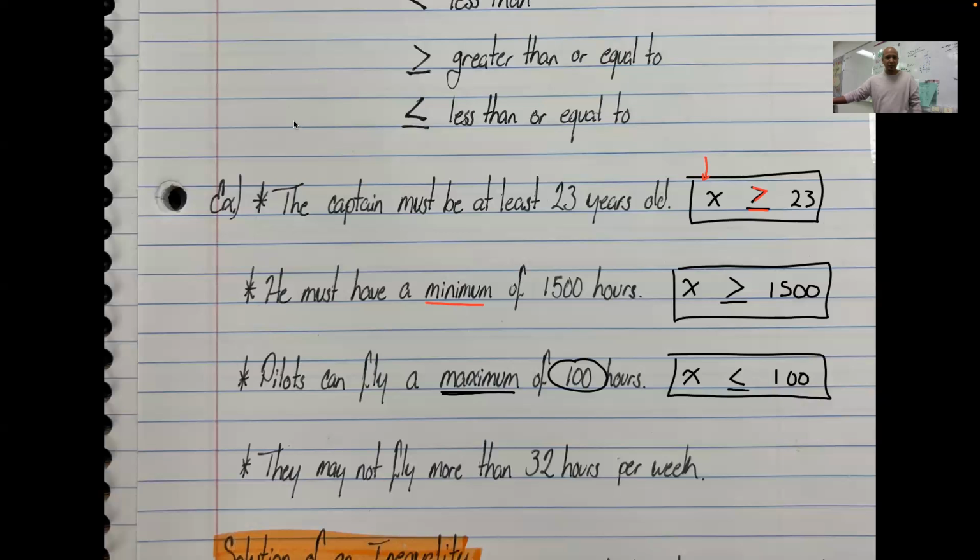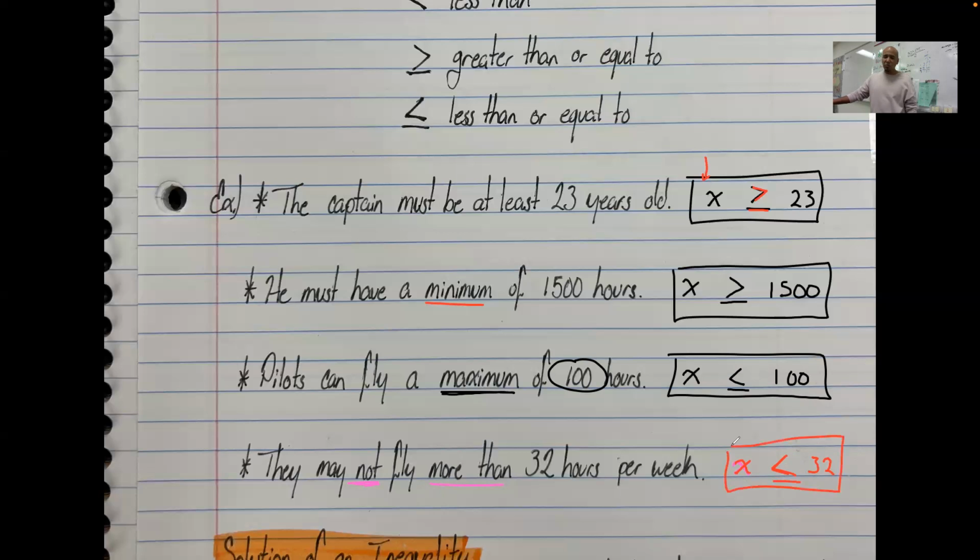Let me use a different color. They may not fly, okay, no more than 32 hours per week. All right, so different situation here. Their flight hours per week, X, hopefully you can see that, let me use a darker color, are being compared to 32 hours. And again, it says no more than. So if it's not more than 32, then it has to be less than 32. However, can it be exactly 32? Well, as long as it's not more than, yes. So it has to be less than or equal to 32.